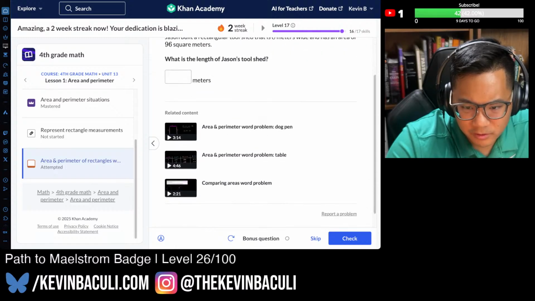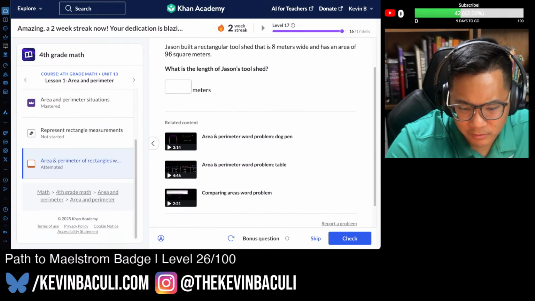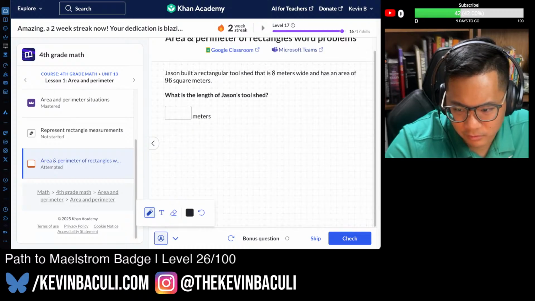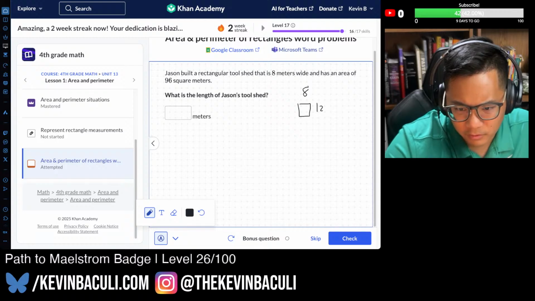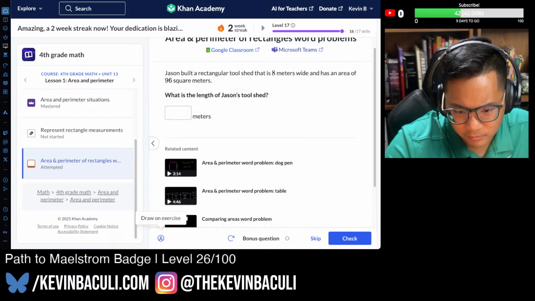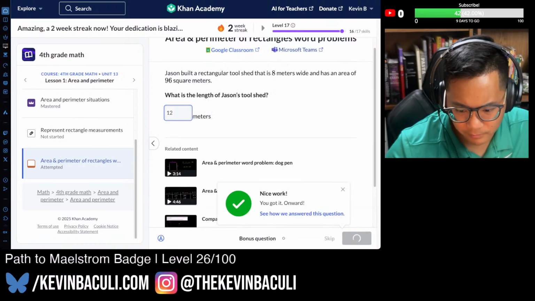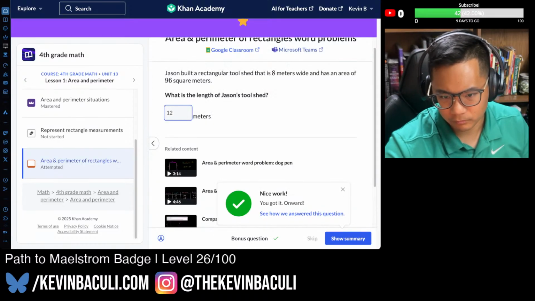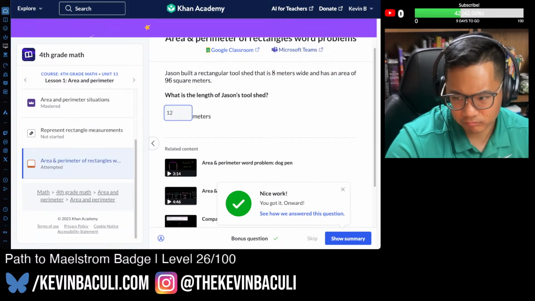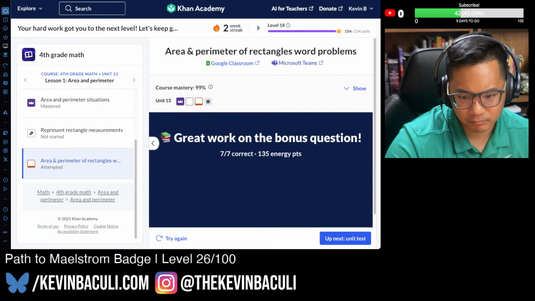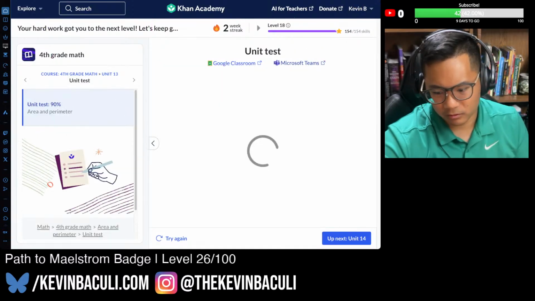Jason built a rectangular tool shed that's 8 meters wide. 12. So that means 8 times 12. 8 times 12. 12 meters. Okay, unit test, let's go.